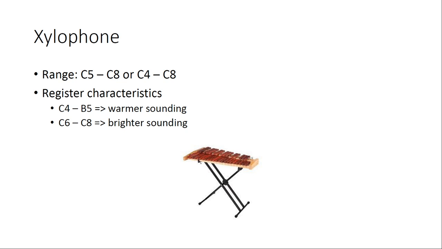It can go from C5 all the way to C8, which is the highest note on the piano, by the way. Or C4 to C8, you can actually go a bit lower. The xylophone excels in the higher range, where it becomes brighter. It's usually used in songs to reinforce the melody. It doubles the main melody to add a bit of reinforcement to it.